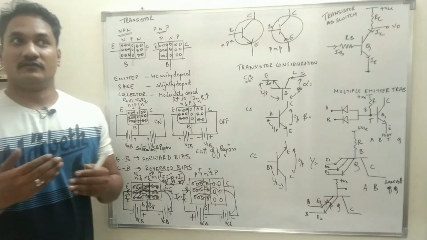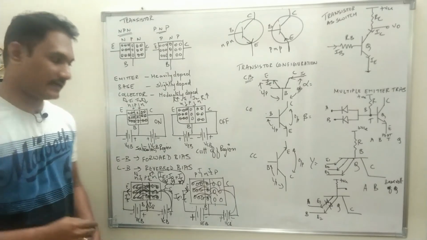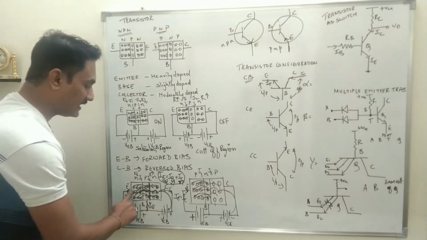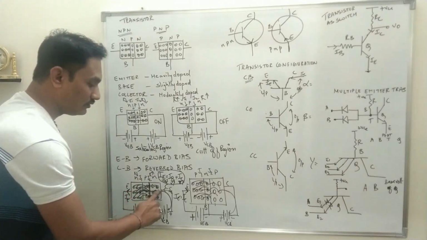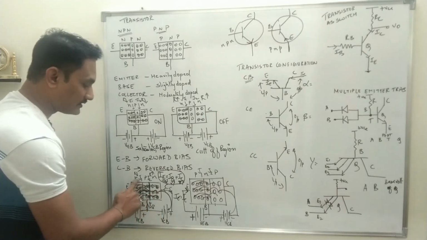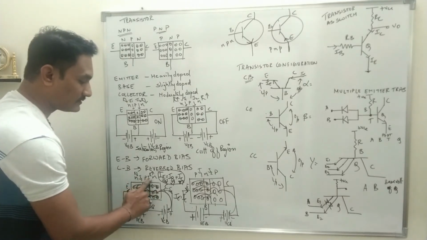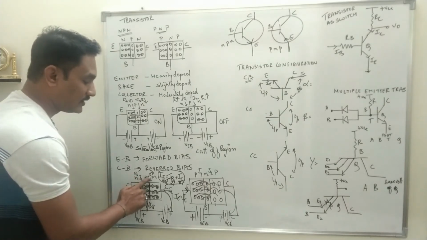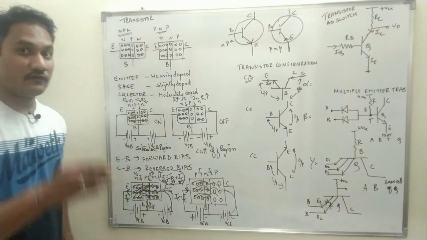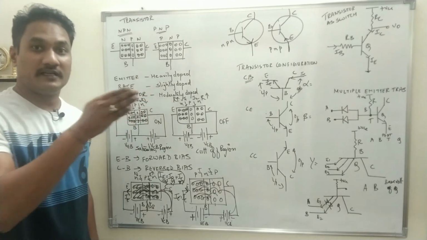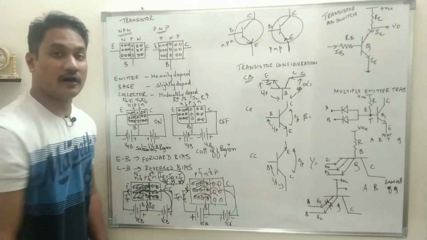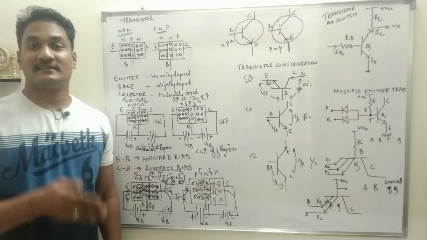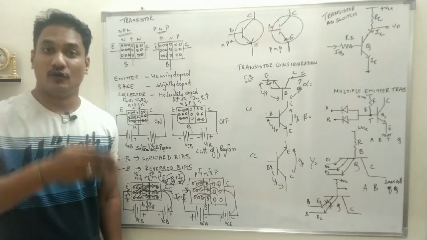See, the name transistor comes from what happens: the charge carrier is moving from emitter to collector. The first junction is forward bias, the second junction is reverse bias. First junction resistance is low, the second junction resistance is high. So when the charge carrier moves from emitter to collector, whether it is NPN or PNP, they experience transfer of resistance from low to high.